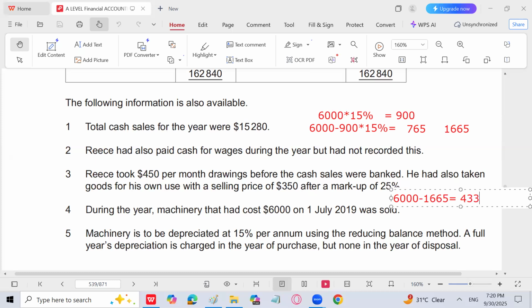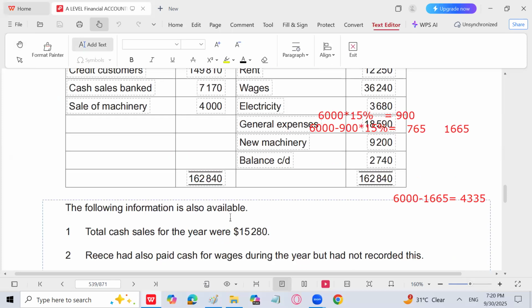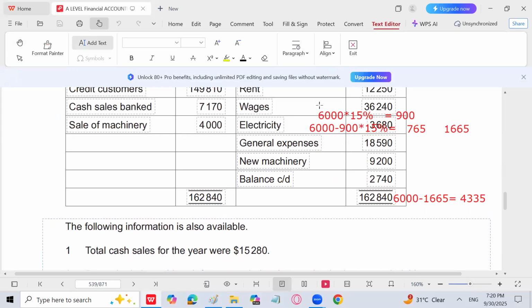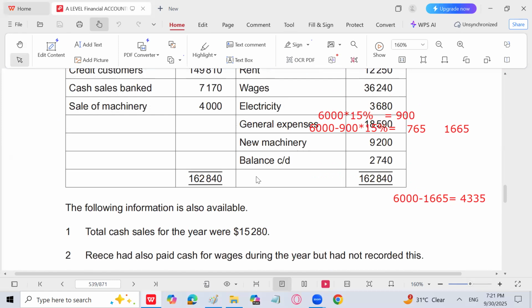4335. And this asset is sold for 4,000. The net book value of that asset sold, whose cost is 6,000, after use of 2 years, is going to be 4335. It has been sold for 4,000, right? So there is a loss of 335. You have to record that loss in the expenses also, 335.